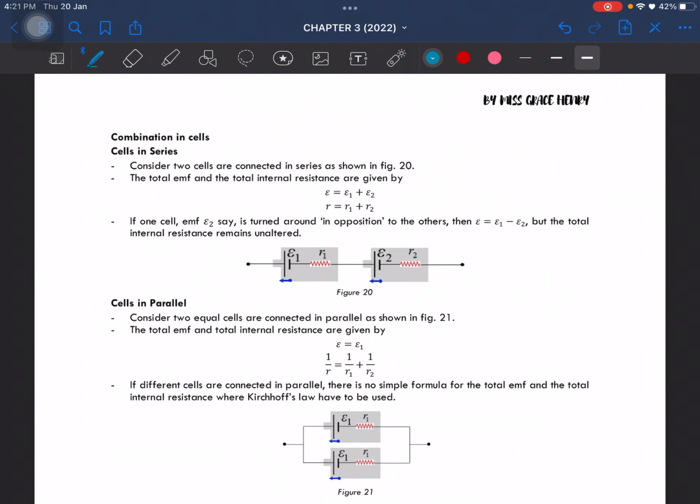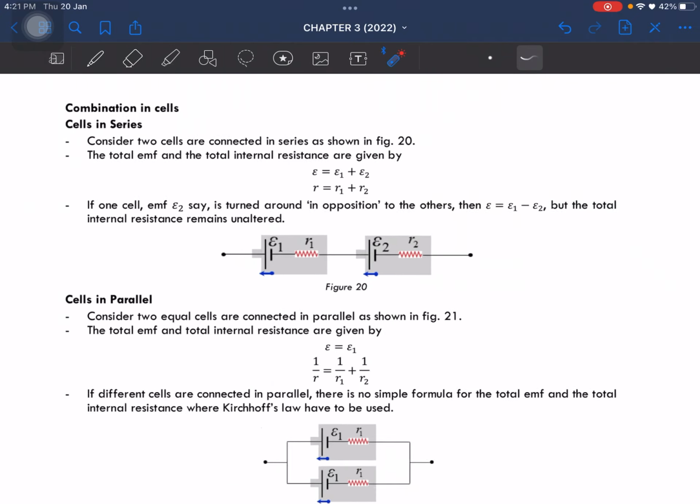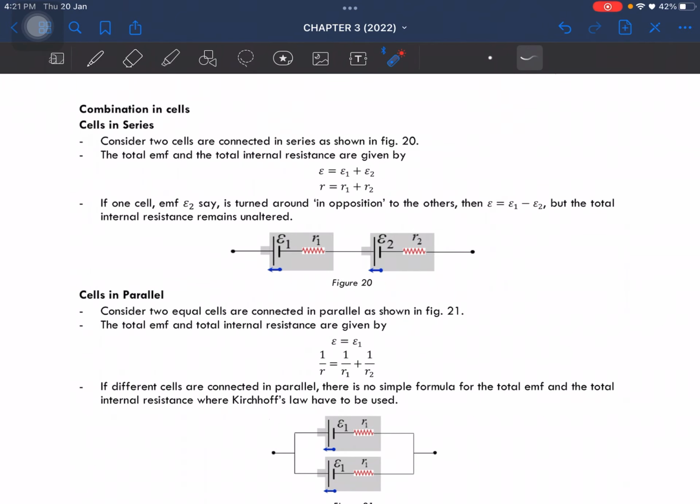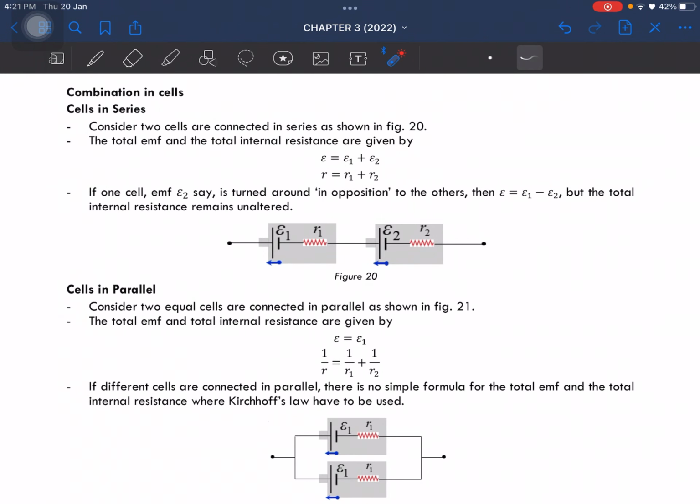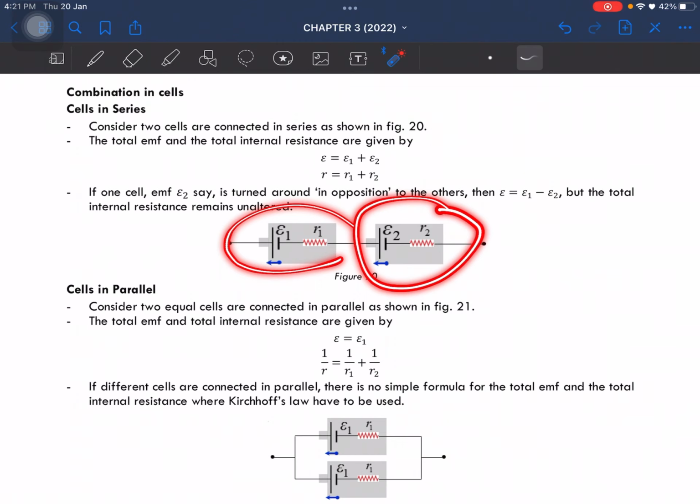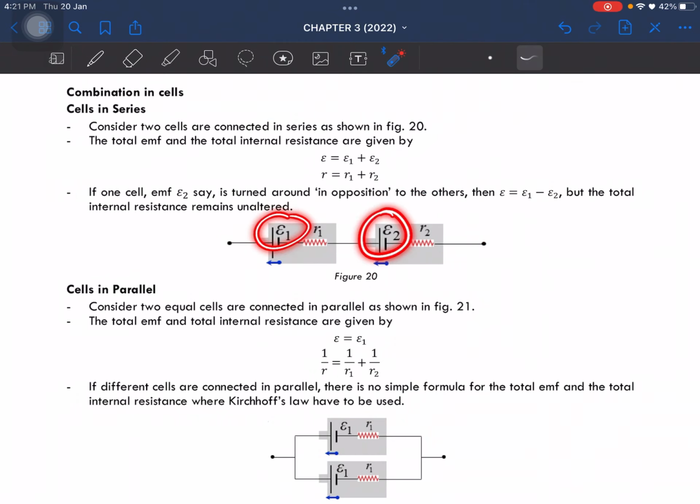Now, combination of cells. So there are cells connected in series, or batteries connected in parallel. So the total EMF and the total resistance are given by, for the total EMF for batteries connected in series, it is just the addition of the EMF, similar to the internal resistance. But if one cell, for example this one, goes, instead of like this, it becomes like this.